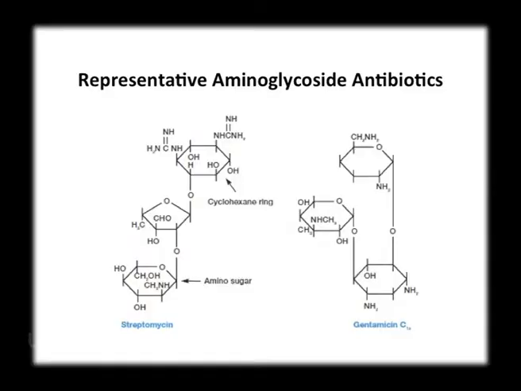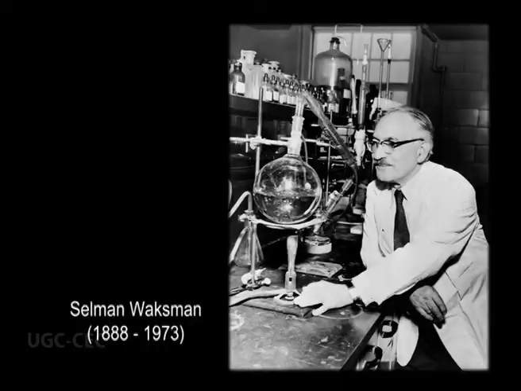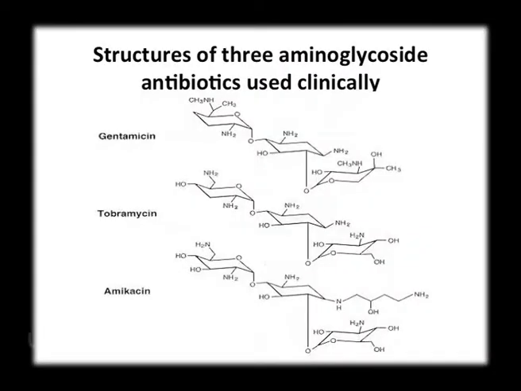Let's start with aminoglycosides. Aminoglycosides are a group of bactericidal agents which comprise an amino sugar attached to a carbohydrate moiety with the help of a glycosidic linkage. These drugs were first isolated by Selman Waksman in the year 1943, from Streptomyces griseus. Later on, many derivatives of streptomycin were isolated, namely kanamycin, netilmicin, amikacin, gentamicin, tobramycin, and the list is endless.